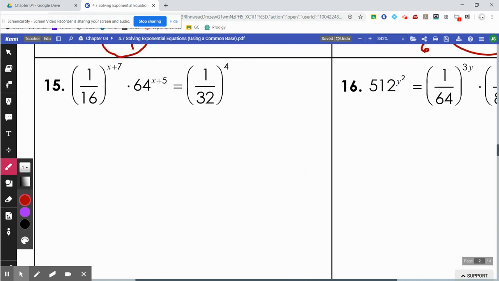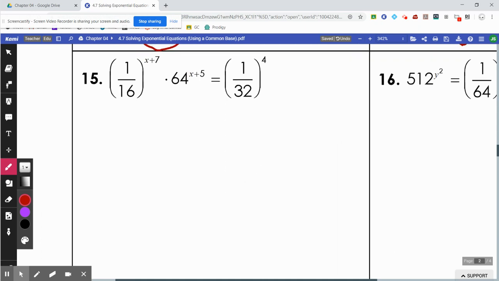Number 15. You have 16, 64, and 32. These two are actually base 4 numbers. We could write this as 4 squared and 4 to the third. However, this is not 4 to a power, so we're going to have to go even further down and write them as base 2 numbers. I know that 16 is 2 to the fourth, and you can check that. So therefore, 1 over 16 would be 2 to the negative 4.